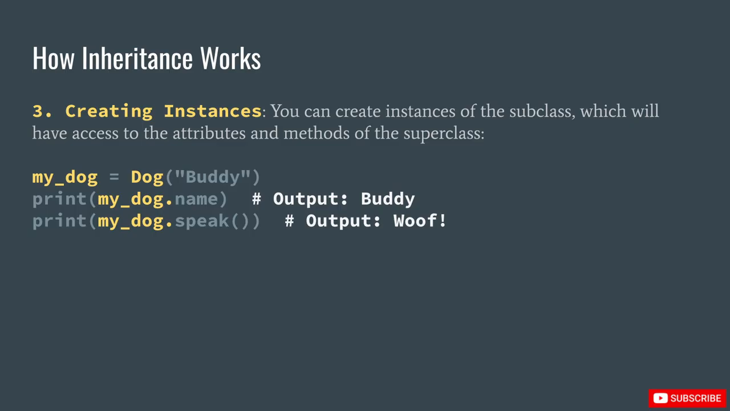Finally, we can create instances of the subclass, which will have access to both the attributes and methods of the superclass. The subclass instance not only retains the inherited behavior from the superclass, but can also have its own specialized implementations, enabling a rich and flexible design in our code.